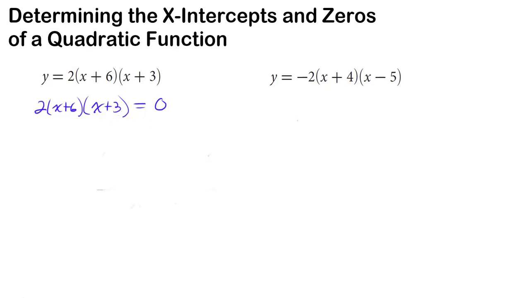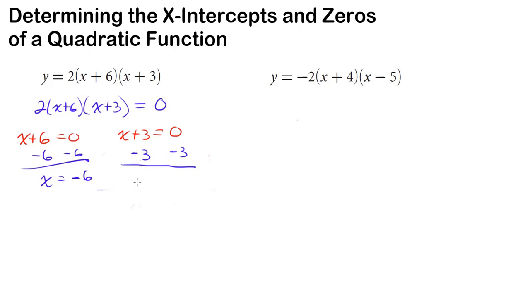So we set our equations. So I have here x + 6 = 0, and I have x + 3 = 0. And then I solve. So in x + 6 = 0, in order to solve for x, I need to subtract 6 from both sides. So I get x = -6. And here in x + 3 = 0, in order to solve for x, I need to subtract 3 from both sides. And we get x = -3.